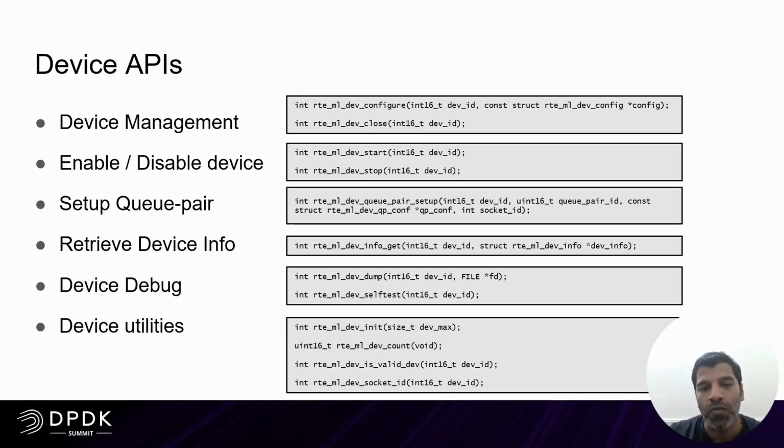Now, the debug APIs include rte_ml_dev_dump and rte_ml_dev_selftest. Dev dump is used to dump all the device's hardware or software debug information, and self test is an API that is used to test the health of the device. The device utilities include rte_ml_dev_count and rte_ml_dev_is_valid to check whether the device is valid or not, then an API to get the socket information for that device.